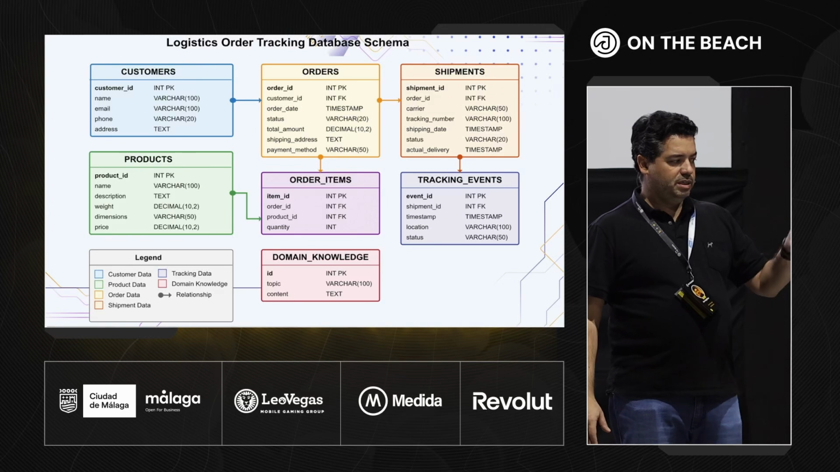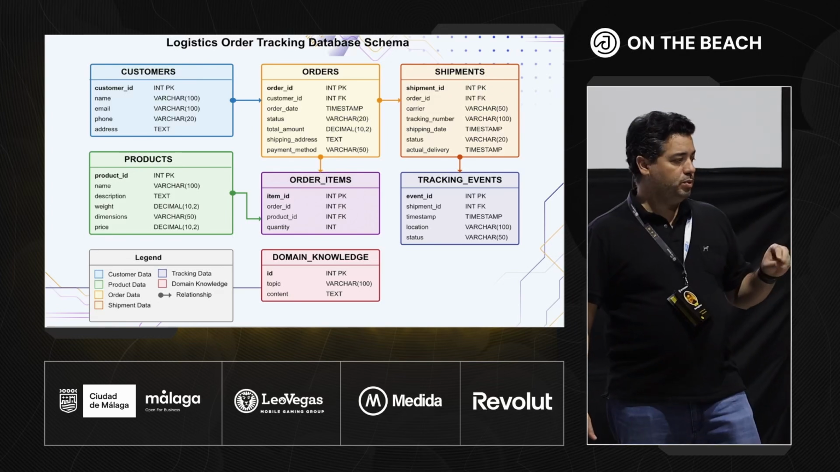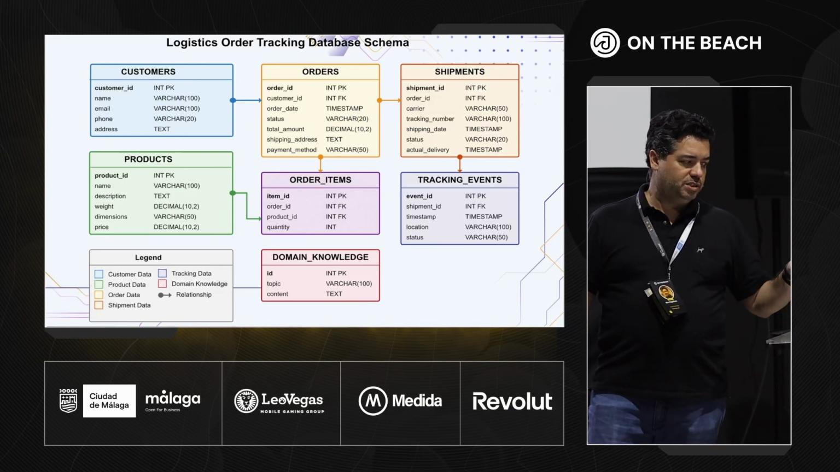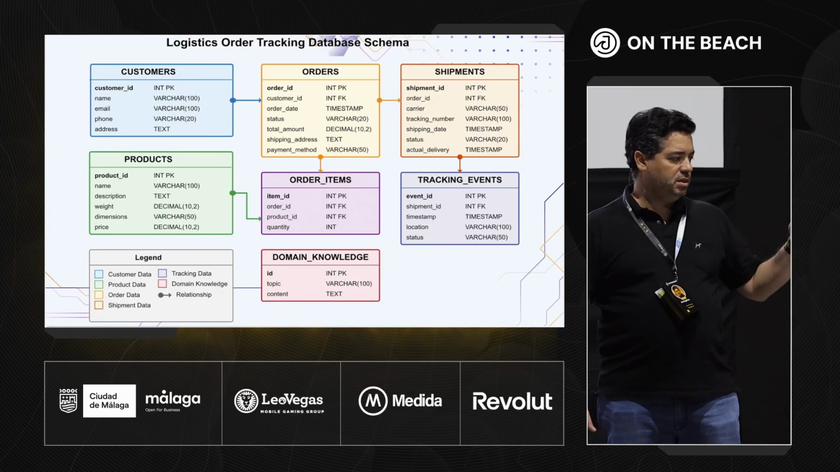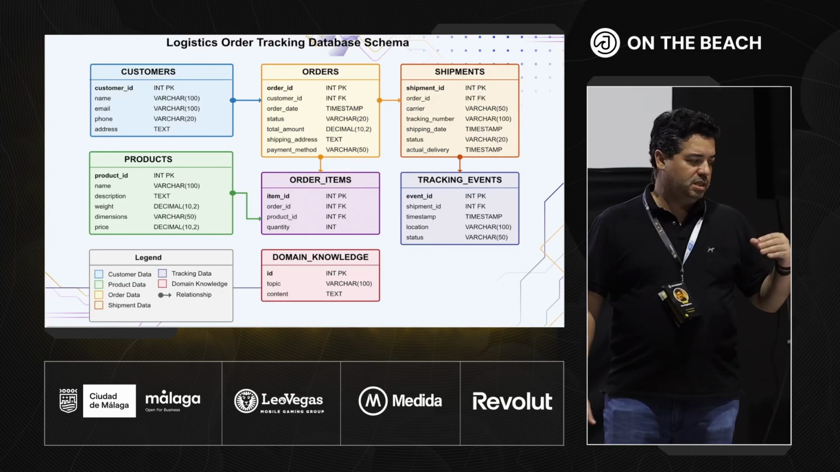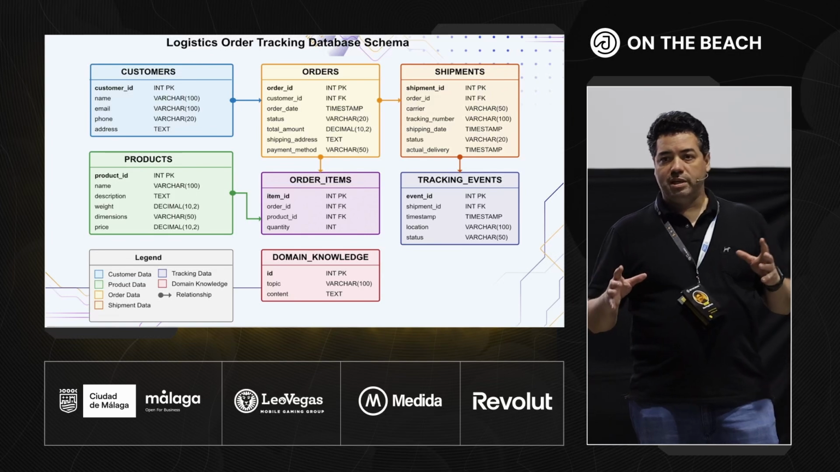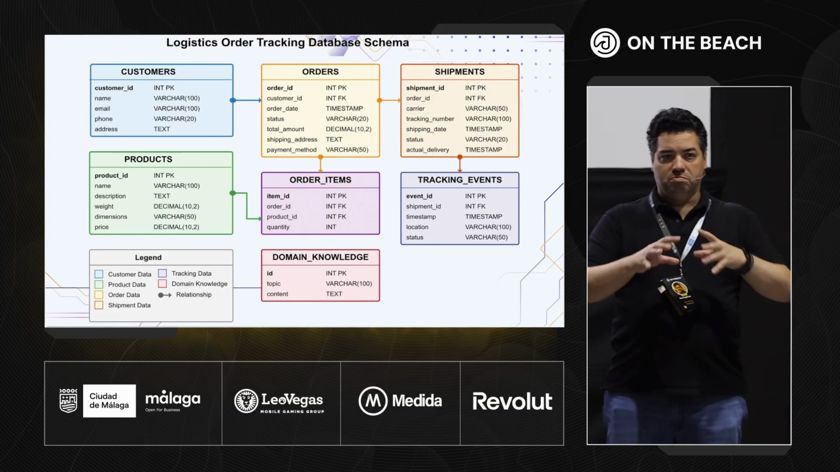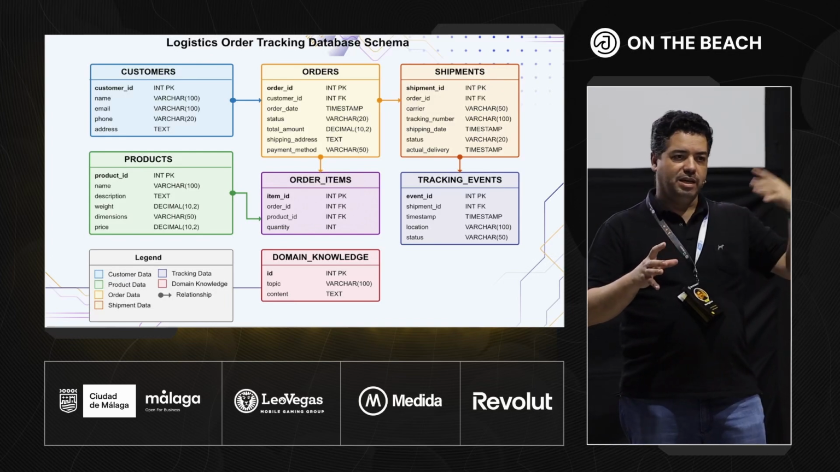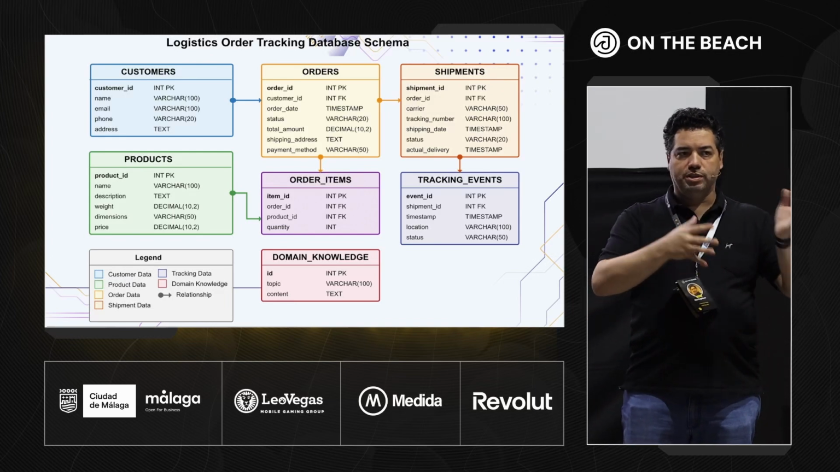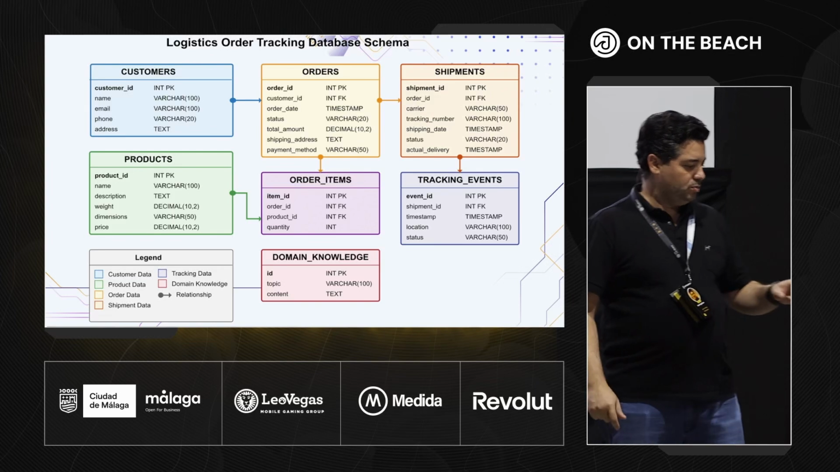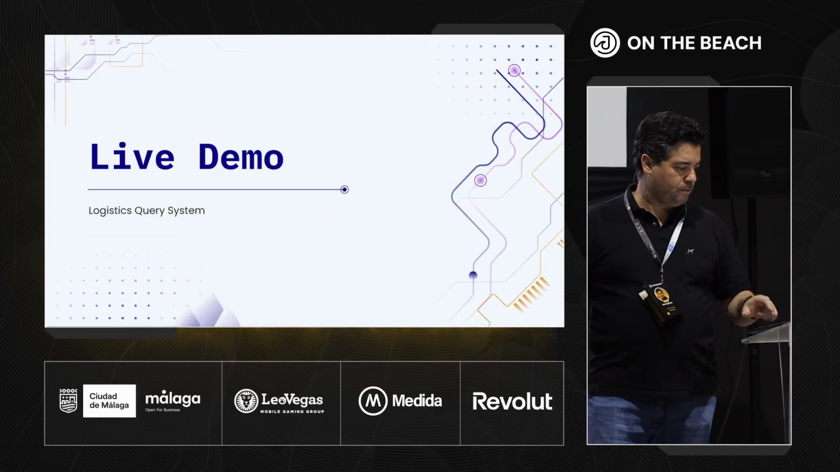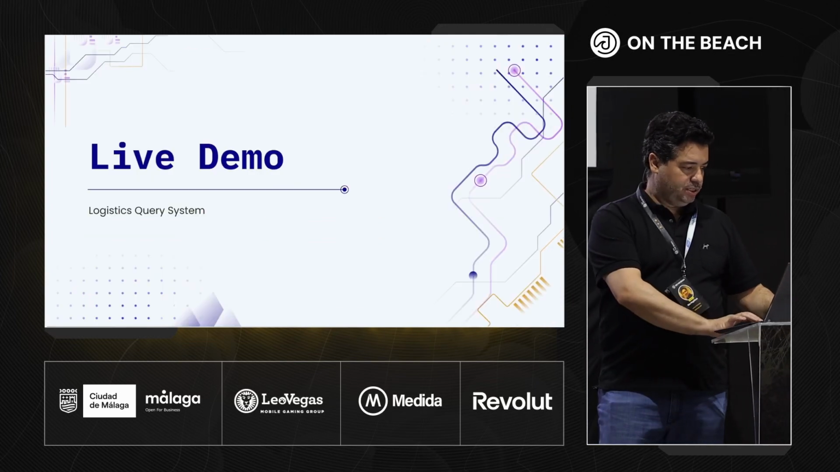This is also a database that I created for this example. It is a logistics order tracking database. We have orders, shipments, tracking events. So basically anything that you need for a very simple system like Amazon to store orders and track them. Let's check the demo then.